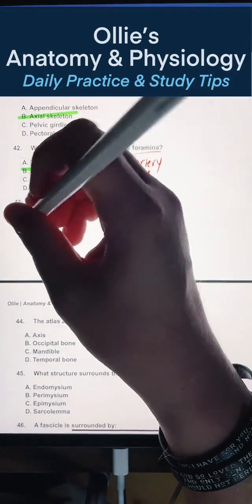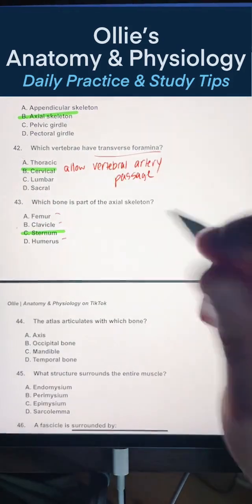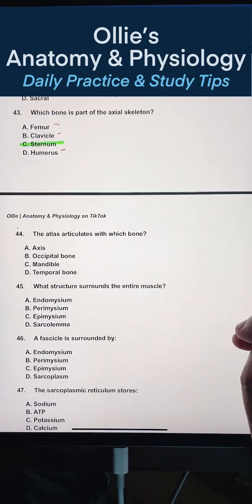But again, we just kind of went over that. So the answer choice here is C. It is the sternum. Again, the rest of these are part of the appendicular skeleton. I'm going to move on to the next page of questions here.